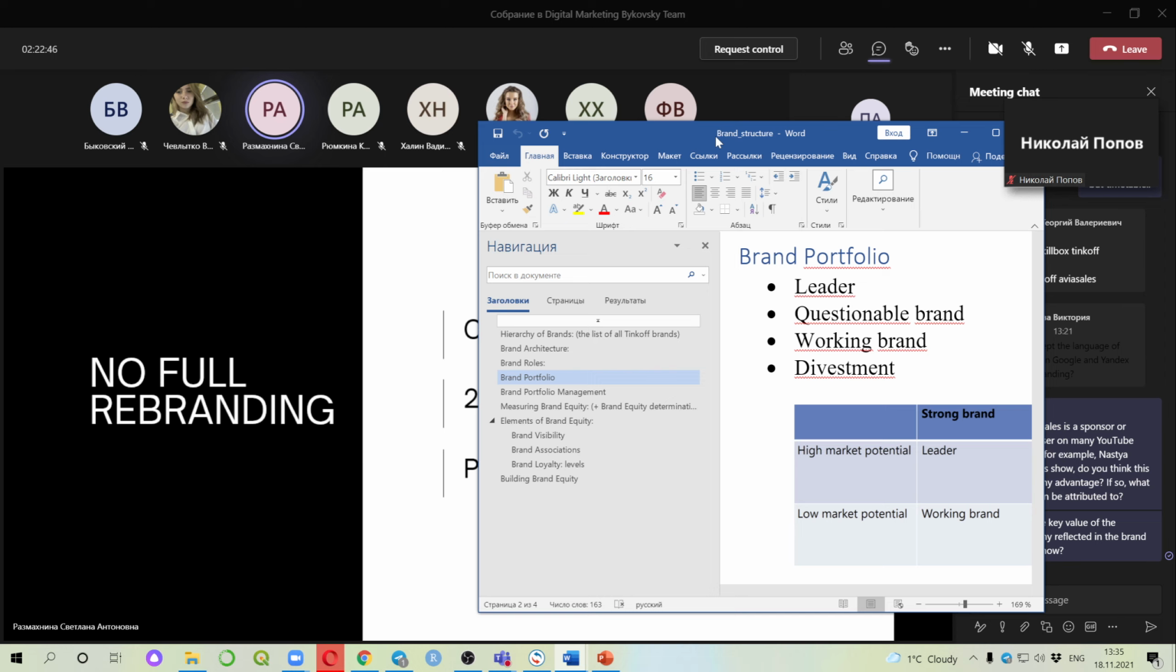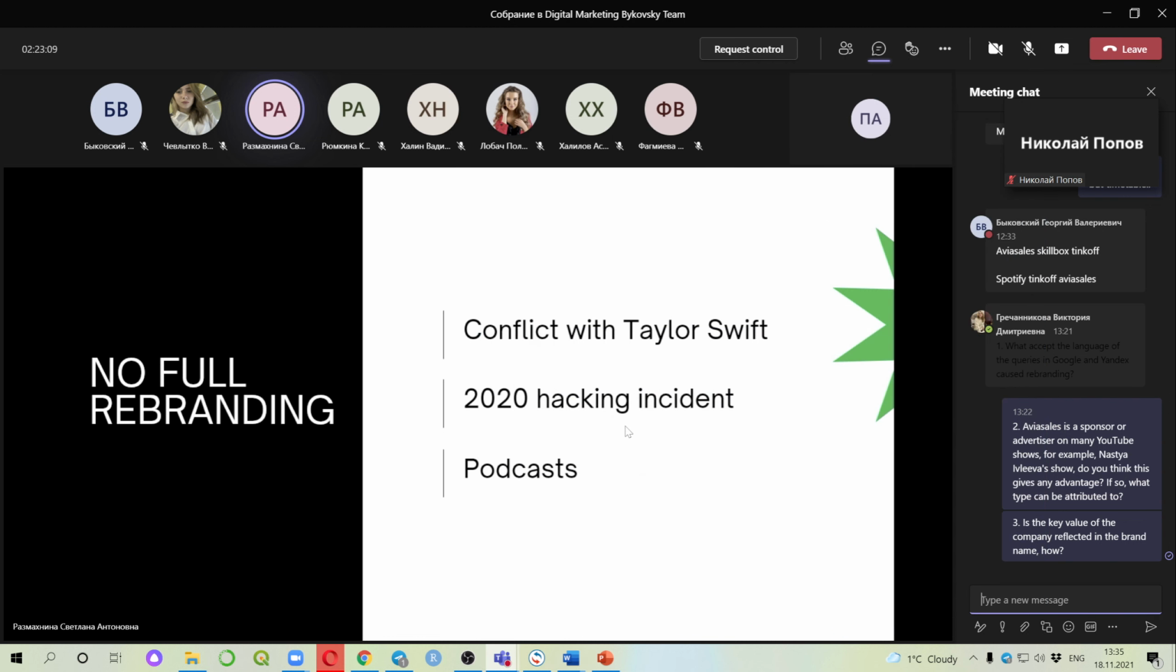So there were some cases connected with Spotify, like the conflict with Taylor Swift, that gave listeners the possibility to explore the royalty system for artists, and the hacking incident in 2020 that spoiled the trustworthy reputation of Spotify in terms of safety of users' personal data. And many good cases, such as introducing new functions, developing themselves as a podcast platform, and different co-branding campaigns.